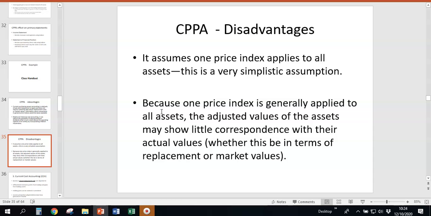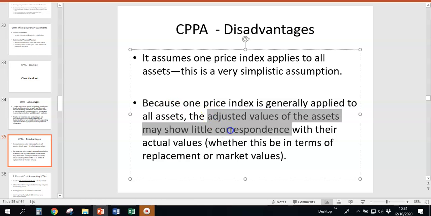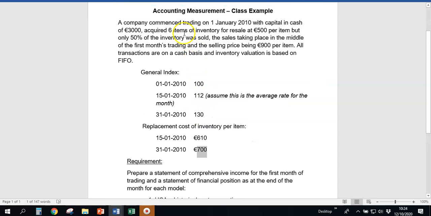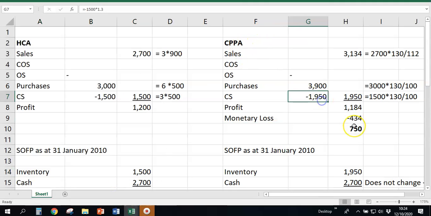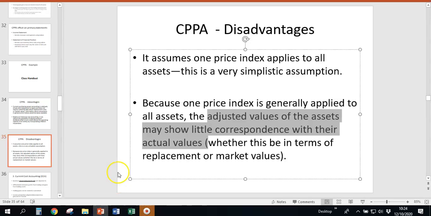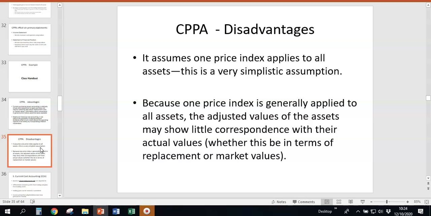So it's subjective. And oftentimes the adjusted values show little correspondence with their actual values. And that's what we can see here. We can see here the replacement cost of inventory per item at the end of the year is 700. So 3 of those items that are inventory, the replacement cost is 2,100, 3 times 7. Whereas what we've put in the current purchase power accounting is 1,950 because we've just used a generic price index which won't necessarily match exactly each of the movements in the asset values. So it's a simplistic assumption to make it easier, but of course it comes with its limitations as well. So you need to know the pros and cons and how to do a calculation as well.